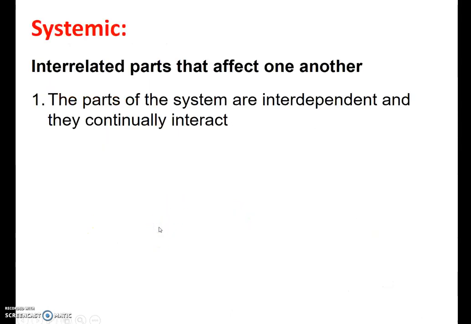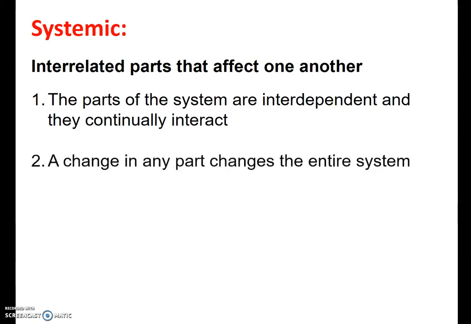Okay, so let's look at the first part of that, which is systemic. Systemic means interrelated parts that affect one another. That means that the parts of the system are interdependent and they continually interact. A change in any part changes the entire system.